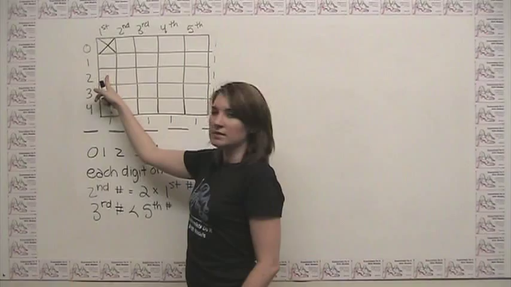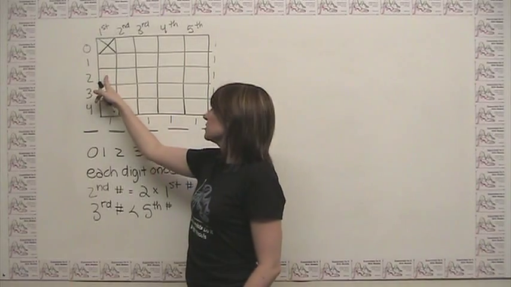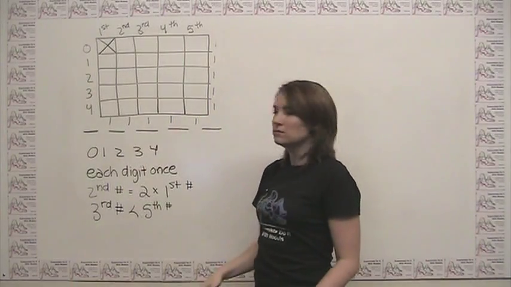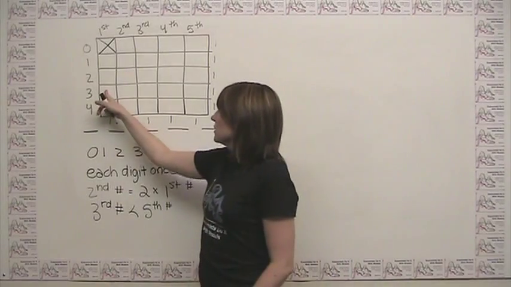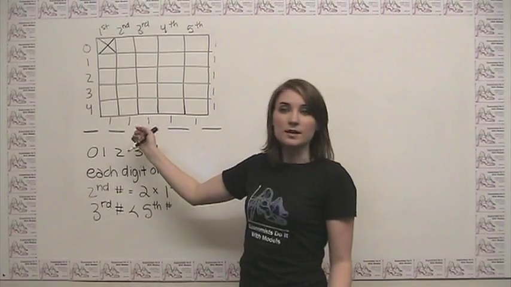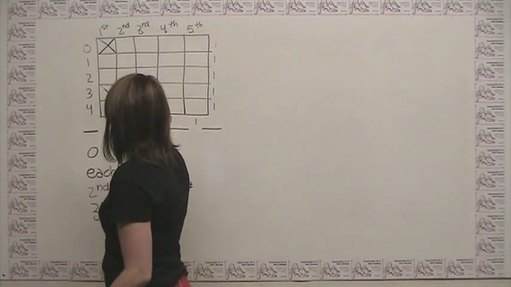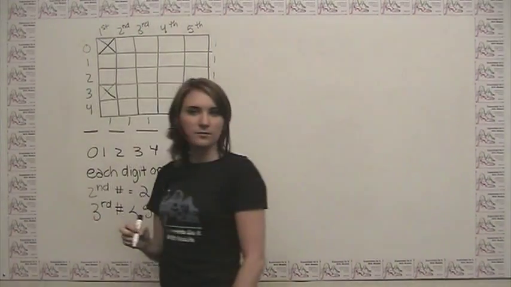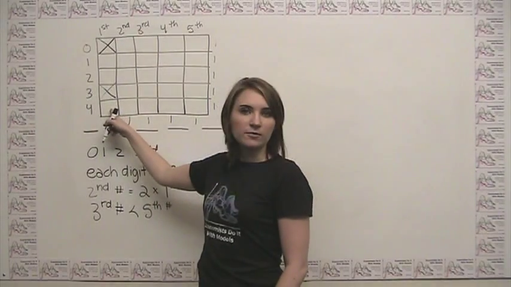Can the first digit be 2? Well, if the first digit is 2, then the second digit is 4. That seems okay. Can the first digit be 3? Well, that would make the second digit 6. There is no 6. So you can actually rule out 3 as the first digit. We can rule out 4 for the same reason.